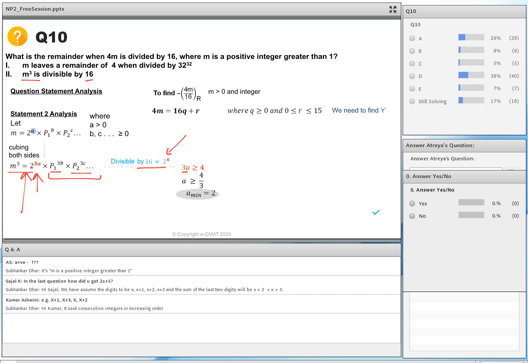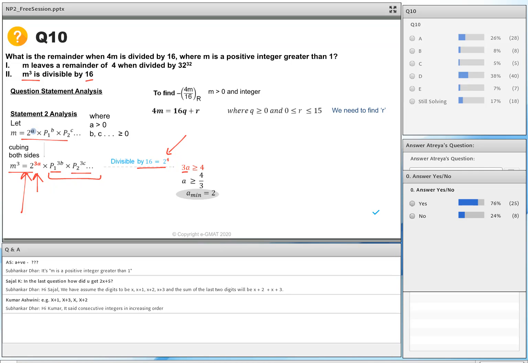Now I'm going to clear all the answers. I want you to tell me if you are with me till this step. Are you guys with me till this step? Okay, I find a few people saying no, so I'll again explain the step to you.